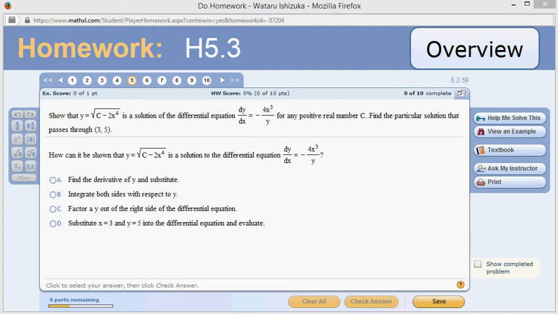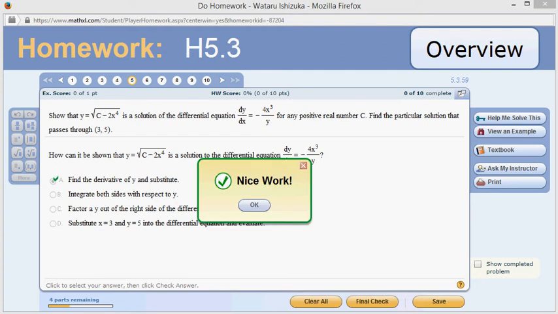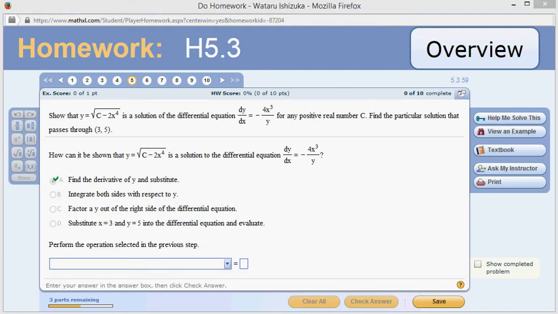Alright, how can it be shown that y equals square root of c minus 2x to the 4th is a solution to the differential equation? Alright, so let's see, derivative of y, and substitute. So we take the derivative of this and plug it in here to see if we get the equality. Alright, so check the answer. Alright, we got that. Alright, so perform the operations selected in the previous step.